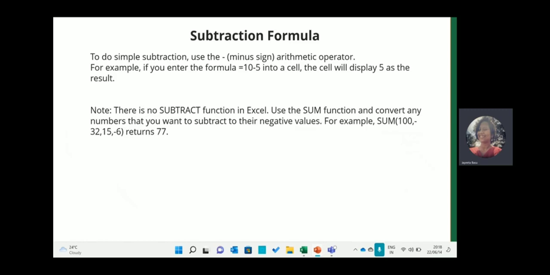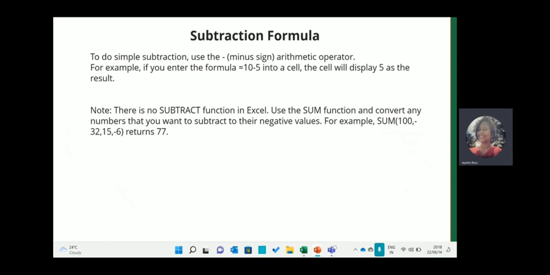Now, when you are doing simple subtraction, you don't have to put in any formula. What you have to do is equals to, put the number, then do a minus, and then put the other number there. And you will get the whole result.